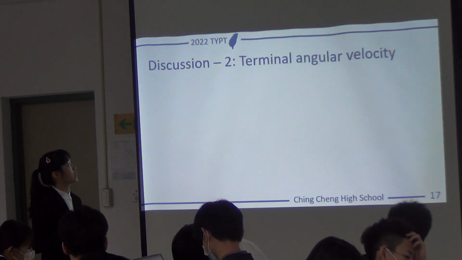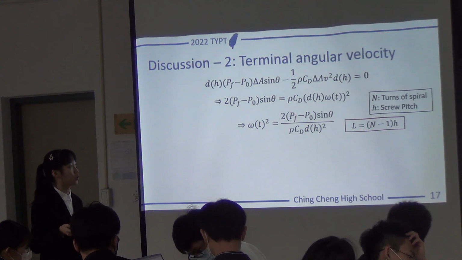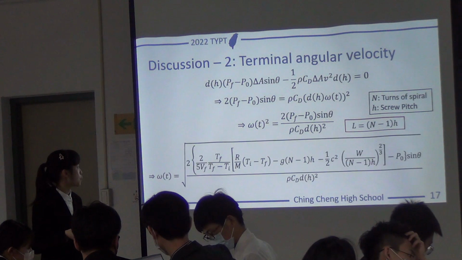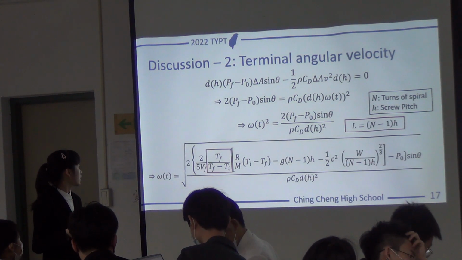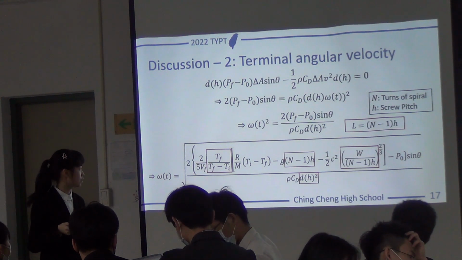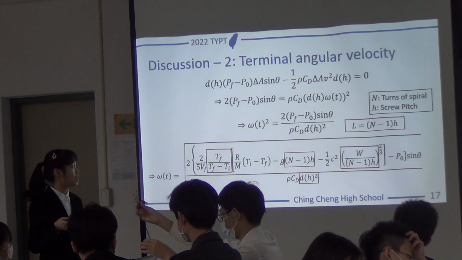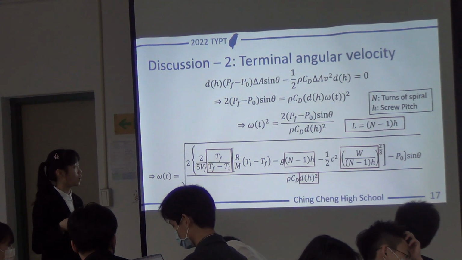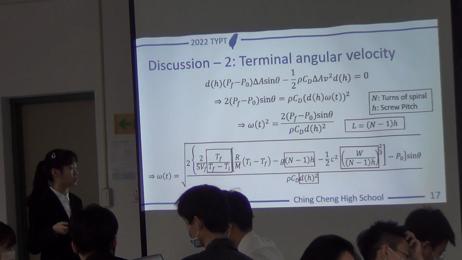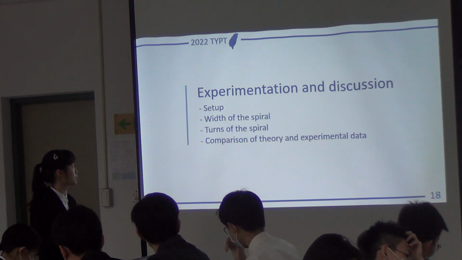And this is how we calculate the terminal angular velocity. As we mentioned before, there will be no angular acceleration in the end, so we can arrange the equation again, and we can find out that the angular acceleration is associated with the temperature of the candle, the distance between the candle and the spiral, the thermal power given by the candle, and also the distance between the rotation axis and the spiral. And we can move on to the experiment and discussion part.